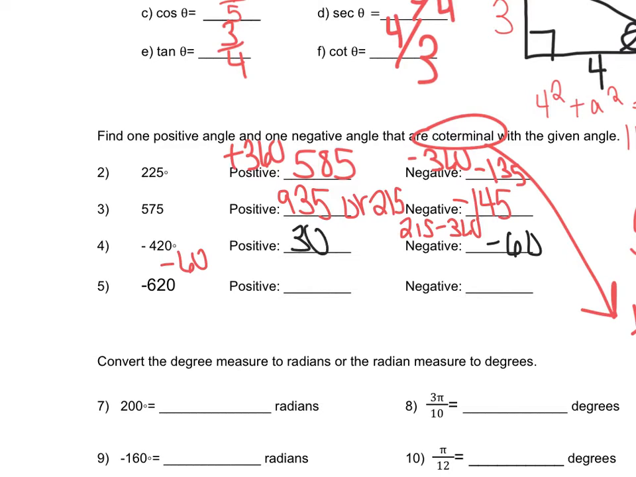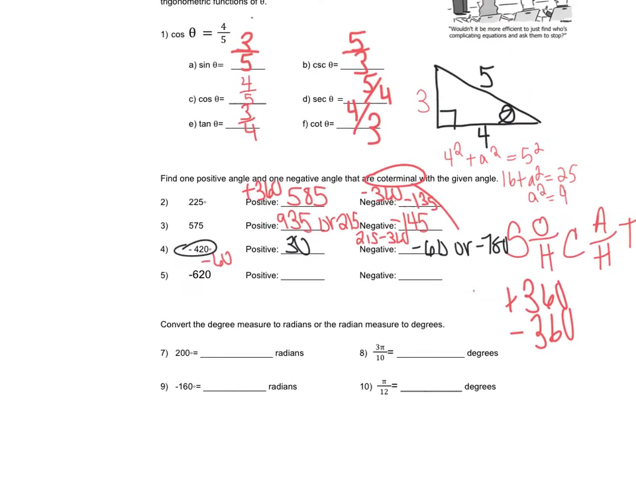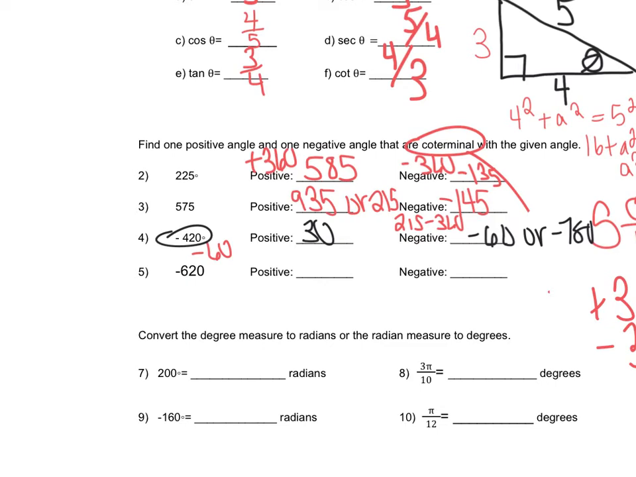If I had happened to subtract 360 from my very first one, negative 420 minus 360, I would be at negative 780. So those are all possibilities. Negative 620, if you added 360 degrees to that, right?